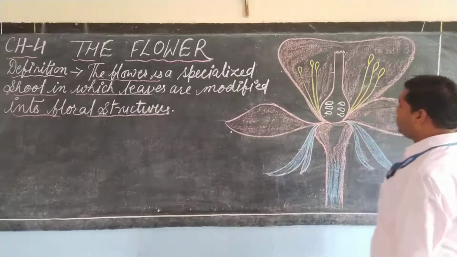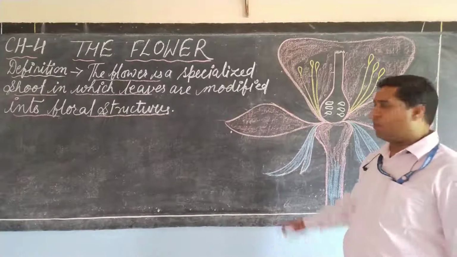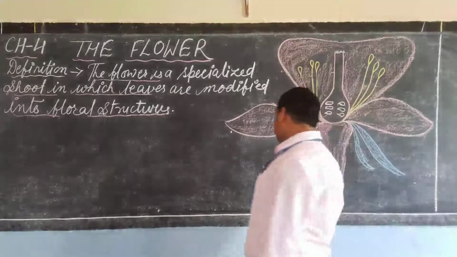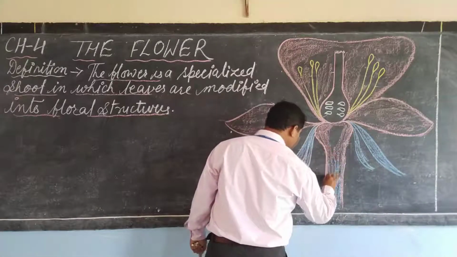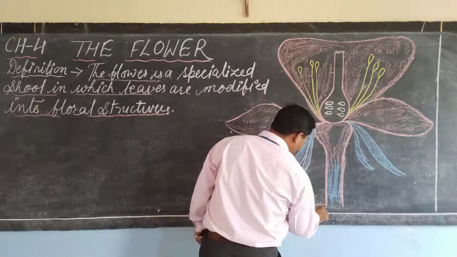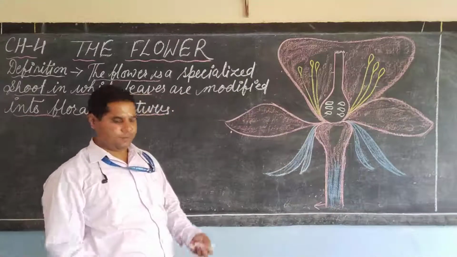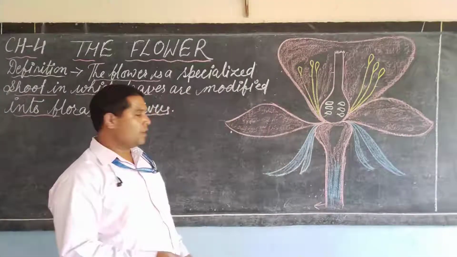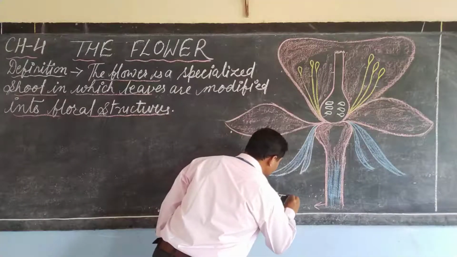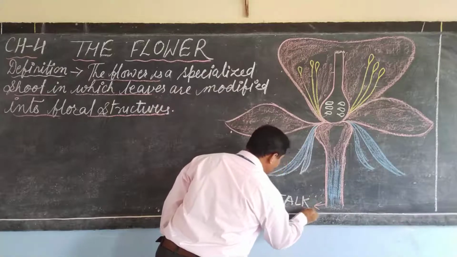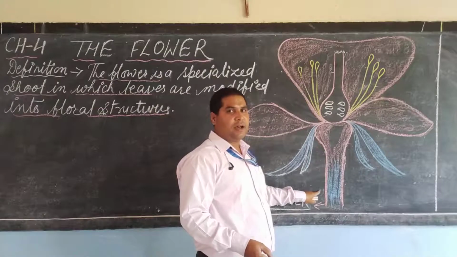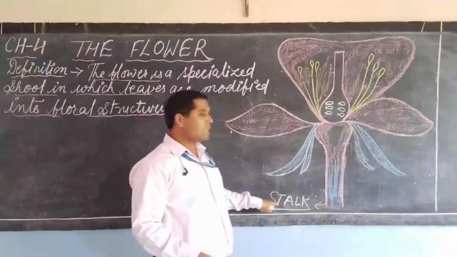Now I am going to explain to you the parts of the flower. Each part I am going to explain to you. So let us start first from the lower part of the flower. The lower part of the flower, which is connected with the stem, is known as a stalk. Dear student, this part is connected with the branch, known as a stalk.